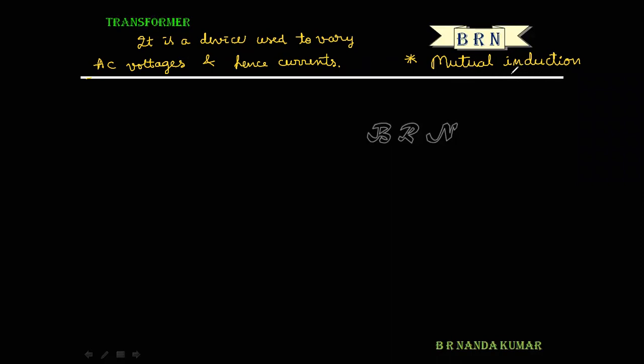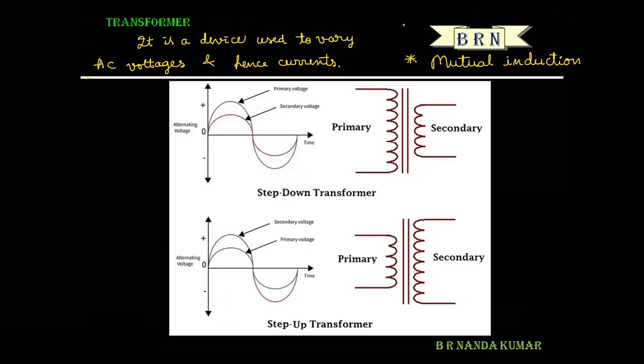What is the meaning of mutual induction? The phenomenon of EMF induced in a coil due to the rate of change of current in a nearby coil. For example, the EMF induced in the secondary coil due to the rate of change of current in the primary coil. So that is mutual induction, the principle behind the working of a transformer. Transformers are of two very important types: one is the step up transformer and the other is the step down transformer.